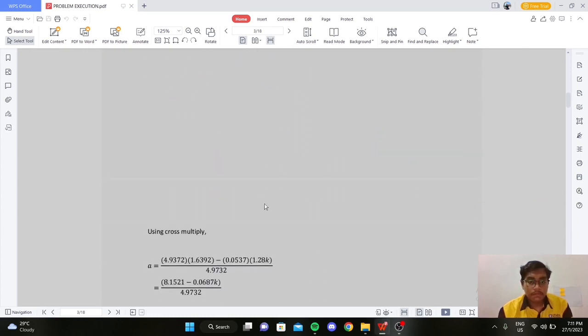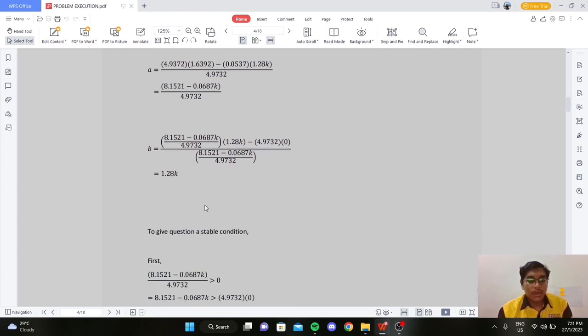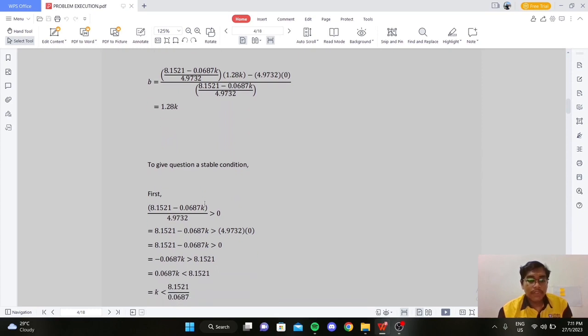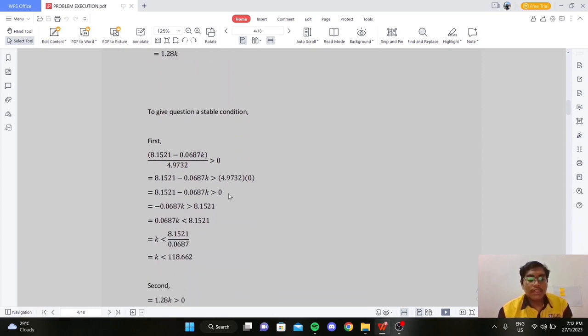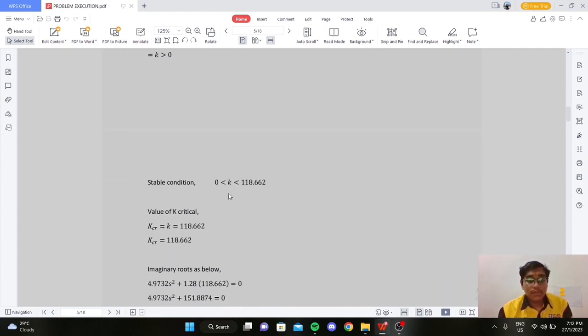From this table, by using cross multiplication, we find the values of A and B. The value of A that we get is 8.1521 minus 0.0687K divided by 4.9732. For B, the value is 1.28K. Next we apply the stability condition. First, A more than 0, which gives K less than 118.662. Second, B more than 0, which gives K more than 0. So the stable condition is K more than 0 but less than 118.662.